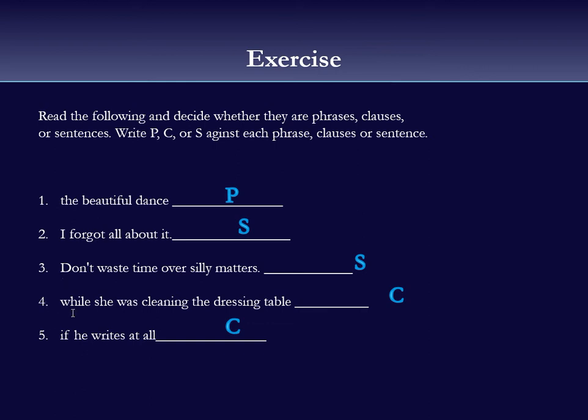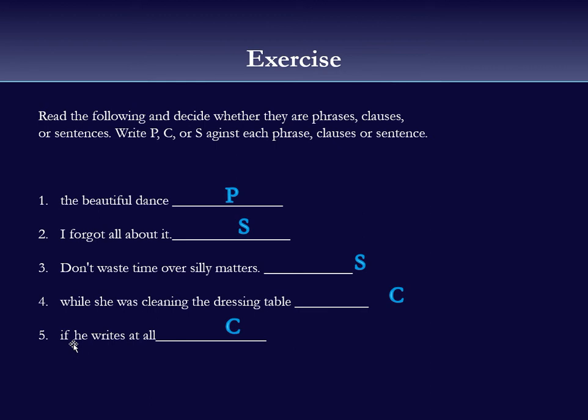Number 4. While she was cleaning the dressing table. Here we can see that some information is missing. This group of words does not completely give the message to us, and we can say that this can be part of a sentence. Although subject and verb are present here, we can still sense that this idea is incomplete. So we can easily say that this is a clause.